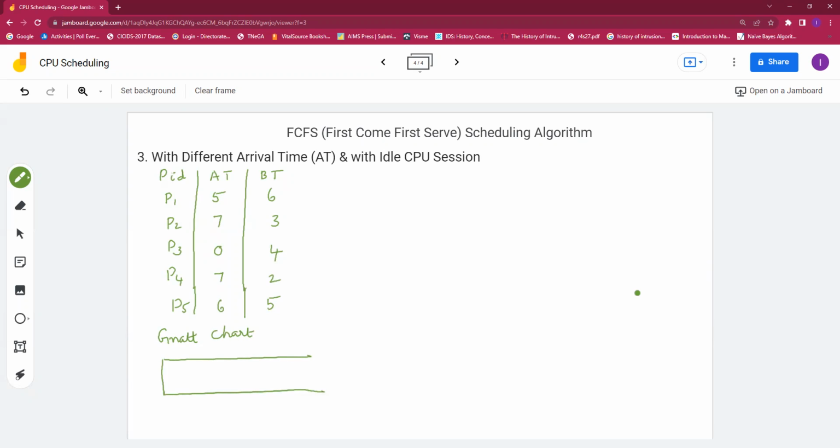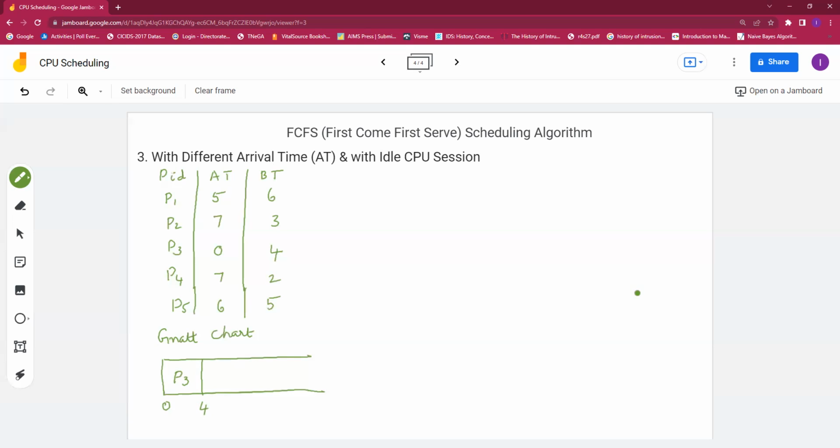As you see, which process is coming in first? Here P1 arrives at 5th millisecond and P2 arrives at 7th millisecond and P3 arrives at the 0th millisecond. That means P3 is the process that comes in first. So P3 is available in the ready queue first, and it is given to the CPU for execution. P3 comes in at the 0th millisecond, and it is executing till 4th millisecond.